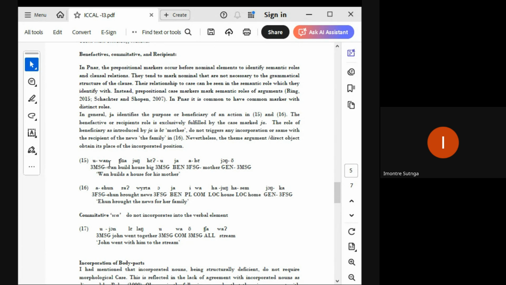Example 15 and 16, u1 chna yung he u ya be yong o. So in 16 ihun ra verta o ya I wahayung hasem yongka. Okay, so we see that even in 15 the benefactive in this example does not incorporate to the verbal complex, that is chna, but it is the house that takes its position even in the presence of the benefactive argument. It takes its position to the verbal complex, the same as in example 16.